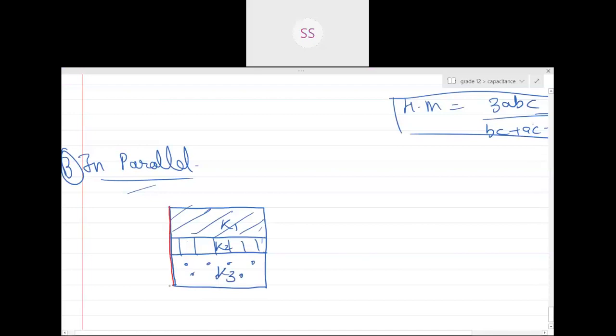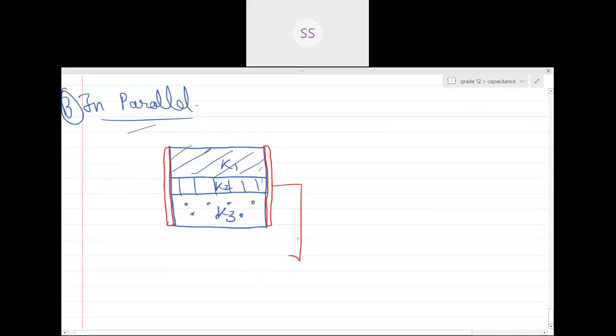Can you see the dielectric slab has been completely inserted between the plates? Can you see the plates, guys? Any doubt till here? So basically, these three will be considered in parallel.